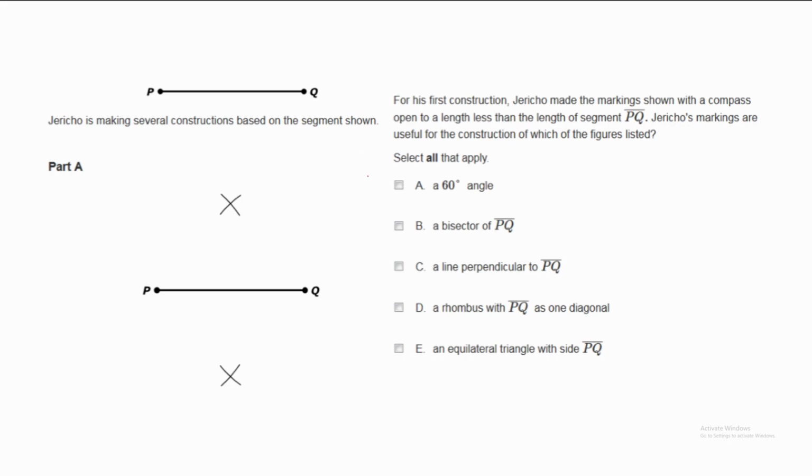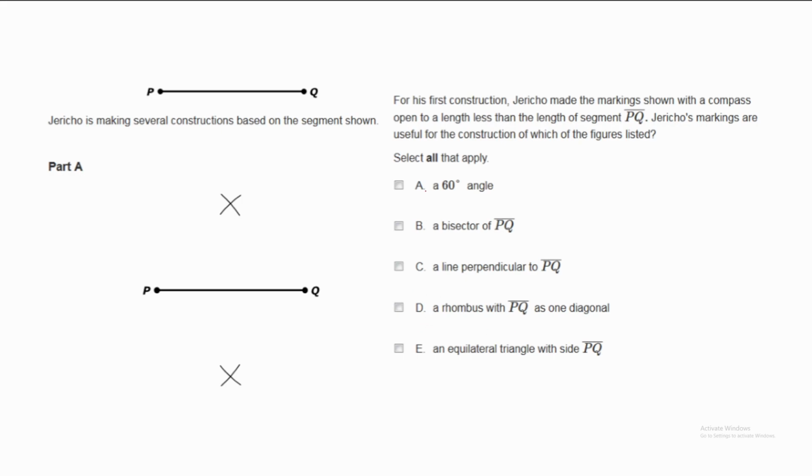And we have a segment PQ. Part A. It gives us the segment PQ, and we have our arcs above and our arcs below. For his first construction, Jericho made the markings shown using a compass, open to a length less than the length of segment PQ. So it's not fully open to PQ. Jericho's markings are useful for the construction of which figures? It asks for a 60-degree angle, a bisector of PQ, a line perpendicular to PQ, a rhombus with PQ as one of its diagonals, an equilateral triangle with the side of PQ.